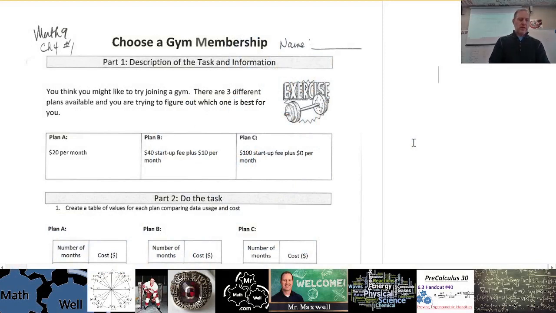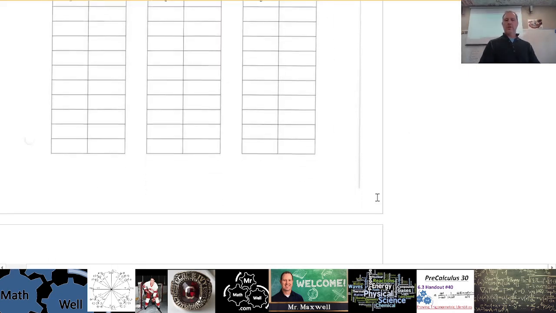All right, so we're exploring linear equations here, and this is a word problem type worksheet, and so we'll get some practice with the word problems here. So this is choosing a gym membership, page 1.